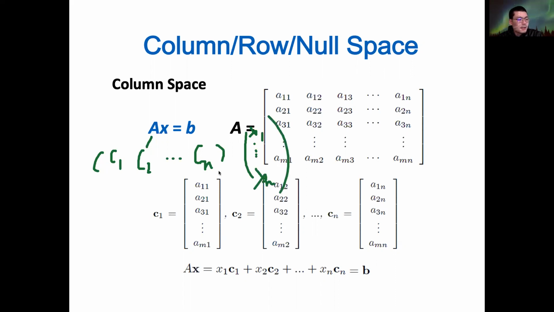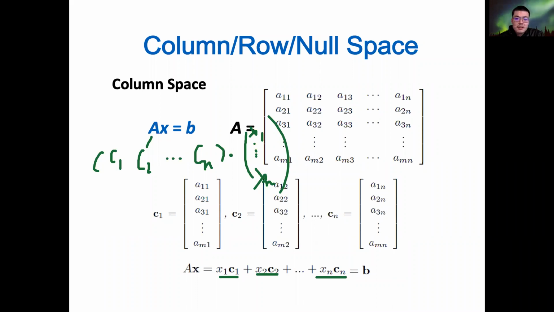And this looks like what? This looks like an inner product, right? C1, X1, C2, X2, etc. Then you sum them up, right? But in order to do this kind of block matrix computation, you need to make sure their dimensions match, right?